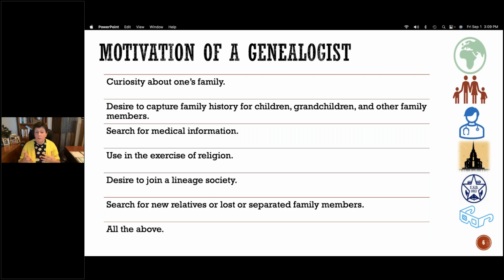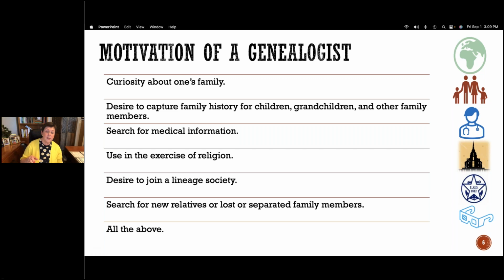Also, a lot of people subscribe to the 23andMe DNA program because that one is focused on medical information, although along the way people learn a lot about their heritage as well.